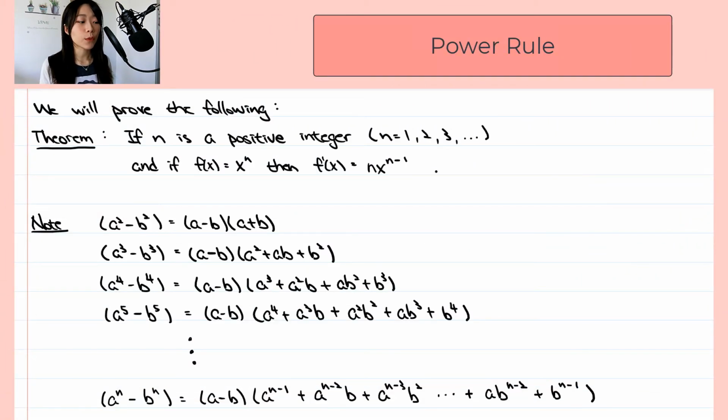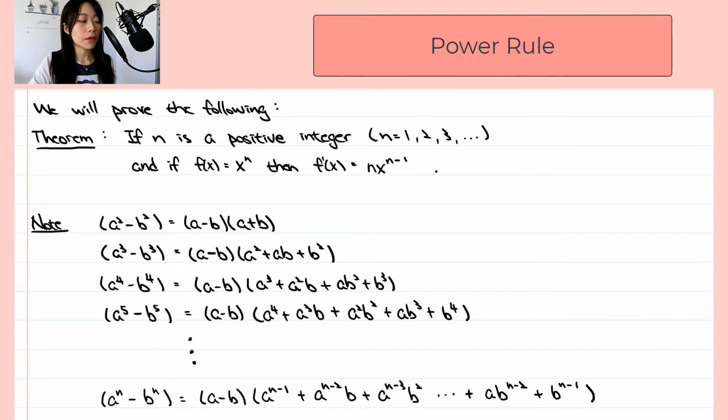As I mentioned at the end of the last video, the derivative function of x to the power of r is r times x to the power of r minus 1. So now let's prove it when r is a positive integer. Before I start to prove it, let's note the following pattern.